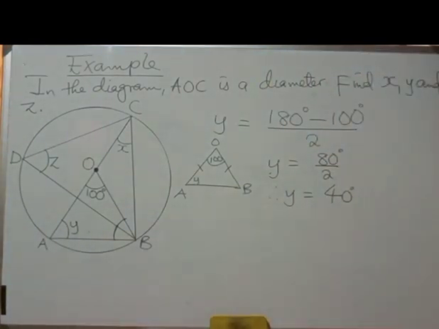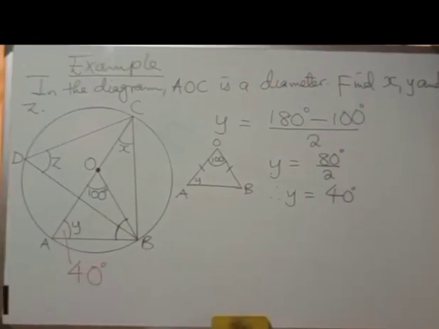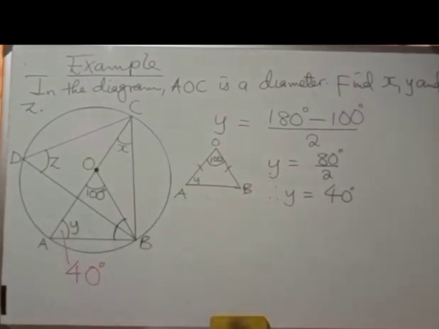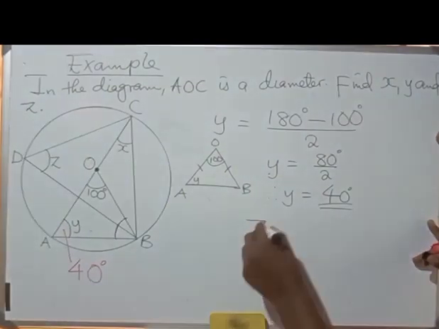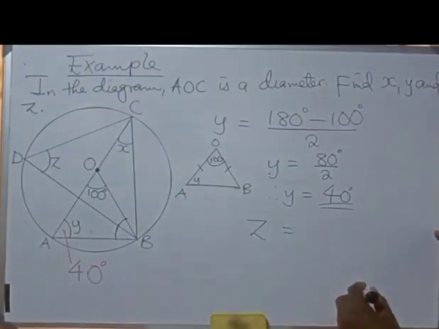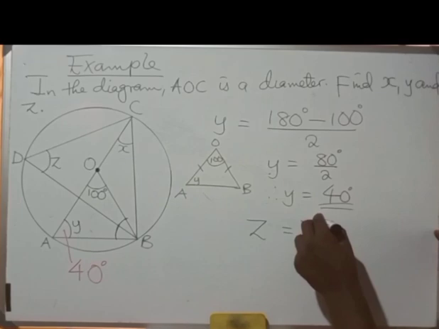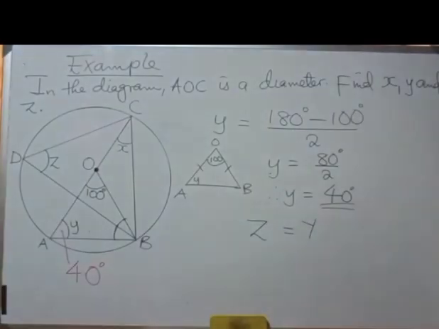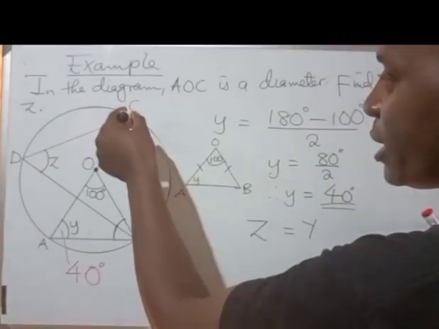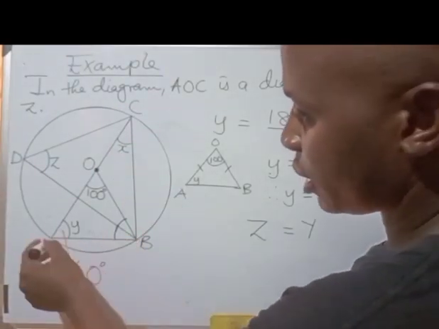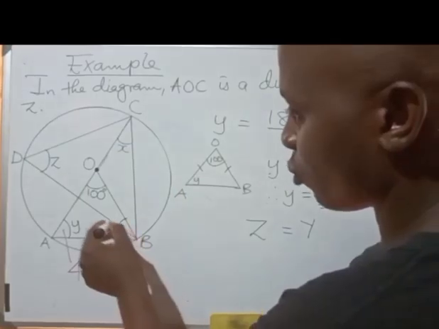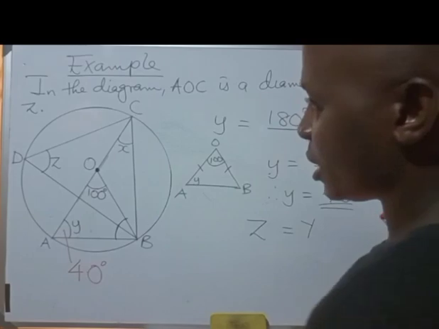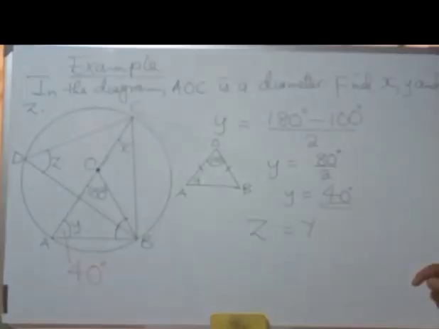So allow me to write it just there. That is 40 degrees. Now, my next answer will be the answer for angle Z. Angle Z is the same as angle Y. I don't know if you are able to remember that theorem which says they are all subtending on the same arc. So this angle here, which is angle A, will be the same as that angle there, which is angle D.